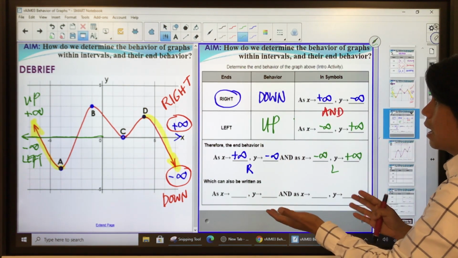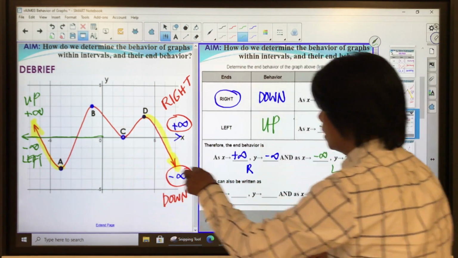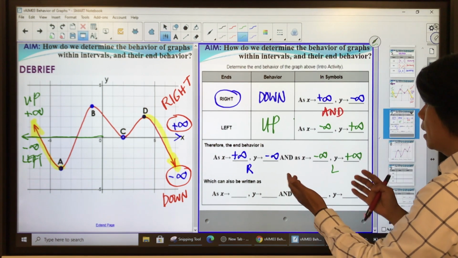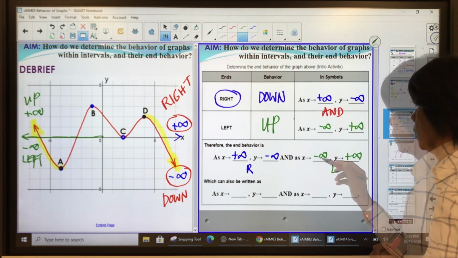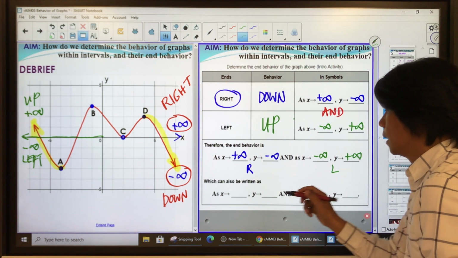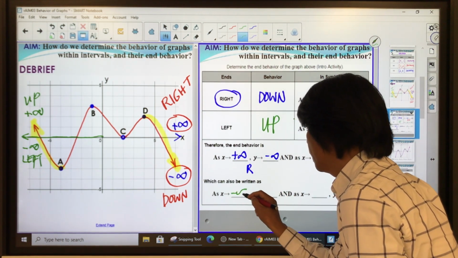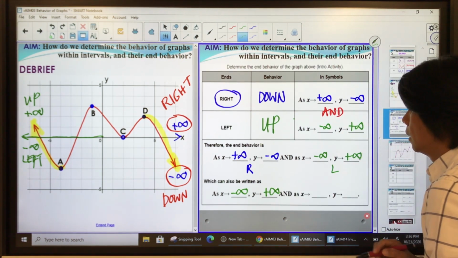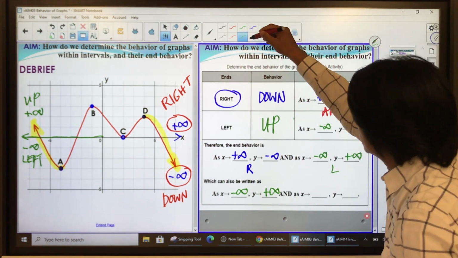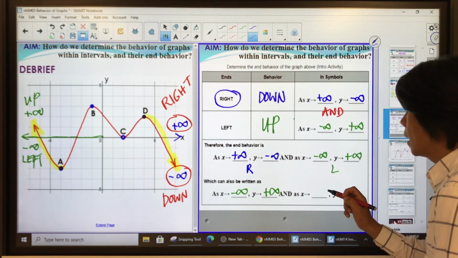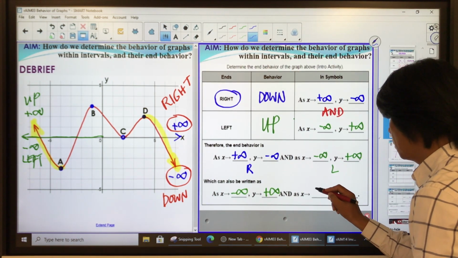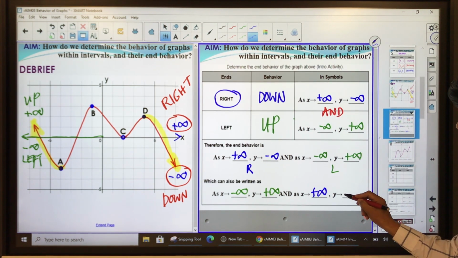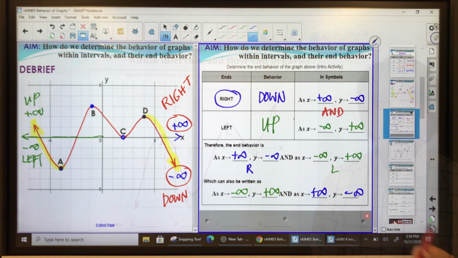Now you can also describe the end behavior by starting with the left end and then the right end. What do I mean by that? You just simply switch this. So I'm going to write this first. So as x approaches negative infinity, y approaches positive infinity. And as for the blue, which is the right side or the right end, as x approaches positive infinity, y approaches negative infinity.